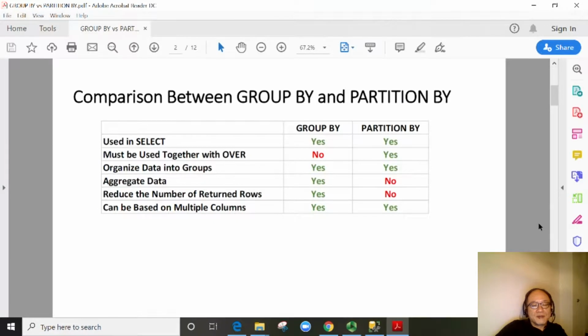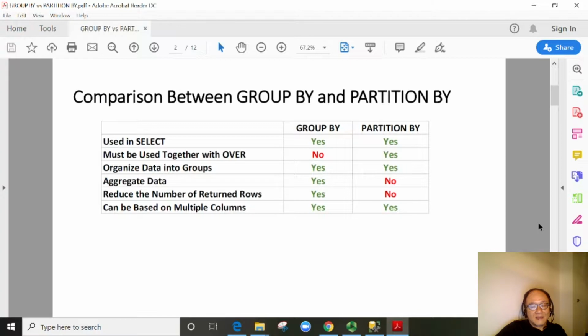I put together this comparison chart between group by and partition by. It's very informative. Both group by and partition by are used in the select statement. Both are used to do data groupings when we analyze data. Partition by must be used together with the over subclause. On the other hand, group by can be used together with the over subclause, but it does not have to.